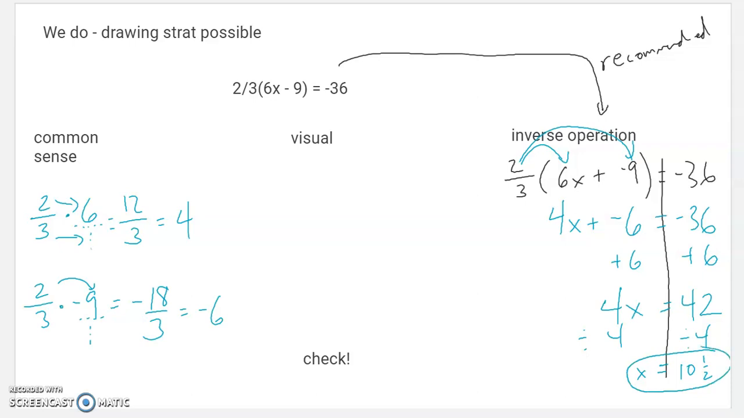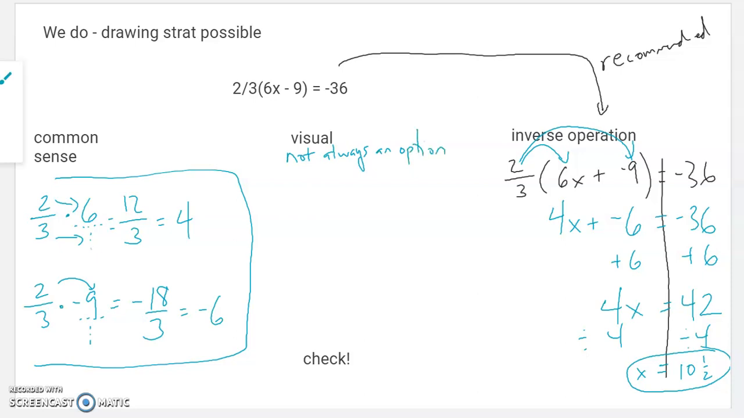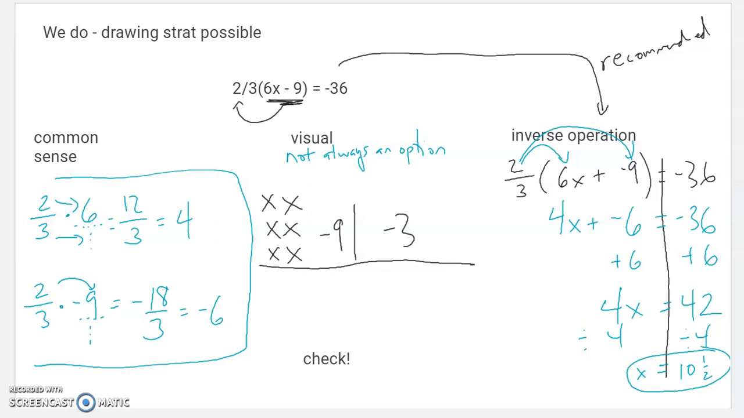So it's really not so bad, I don't think. You just have to calm down and give yourself room to do the work. I'm going to show you the visual strategy. Not always an option, but here it is. So just to give you an idea, if you're up for it, check this out. So I want to draw this many times. So I'm going to draw it once, very specifically. I'm going to put my x's like that, and my -9 here, and my -36.